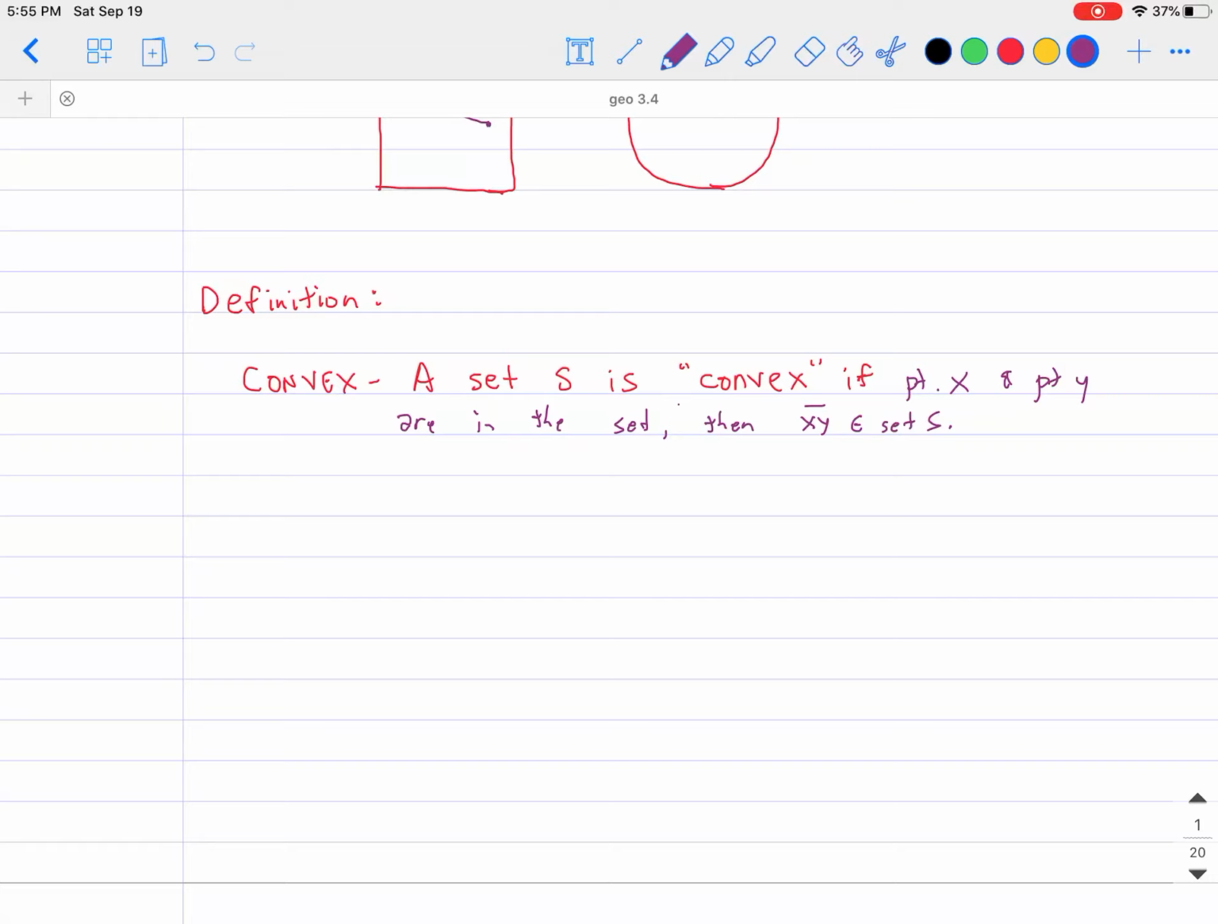One way to think about it is that it's kind of like closure. You're taking any two points in the set and applying some operation, and that result should also be in the set.